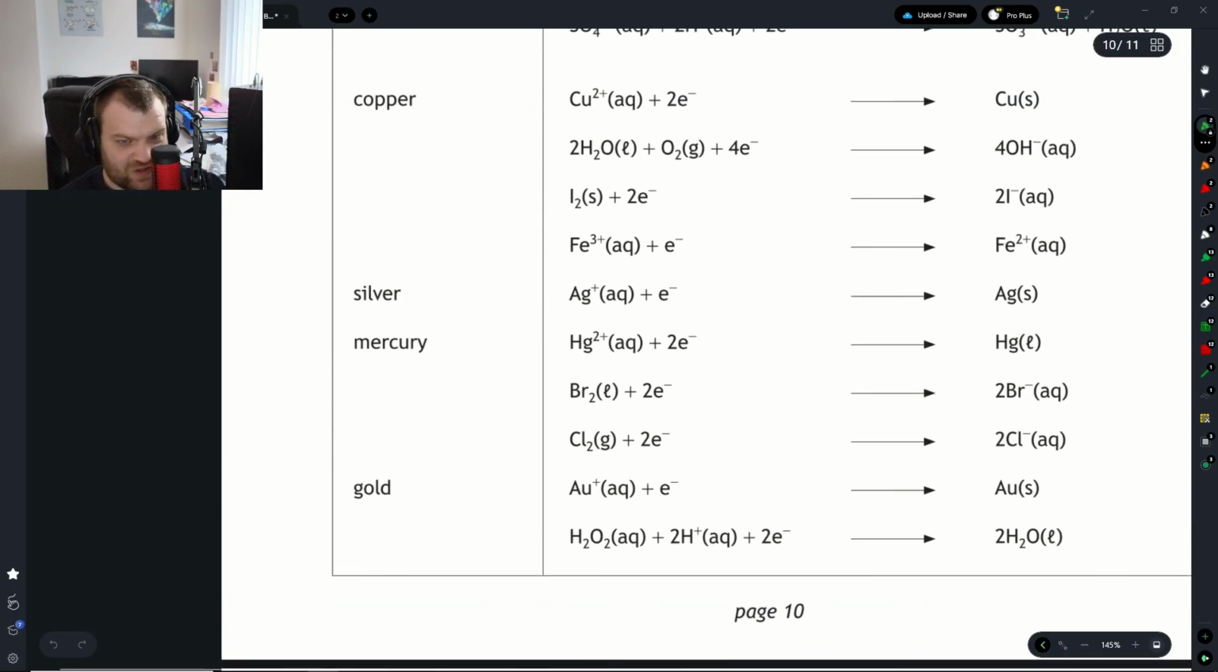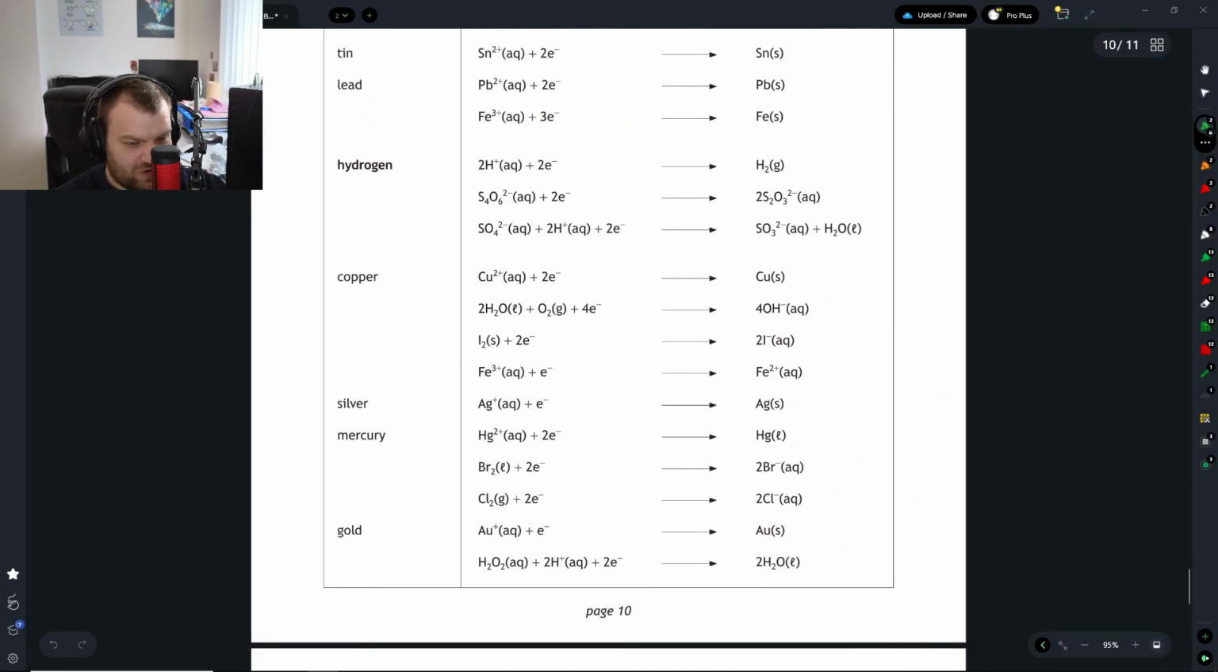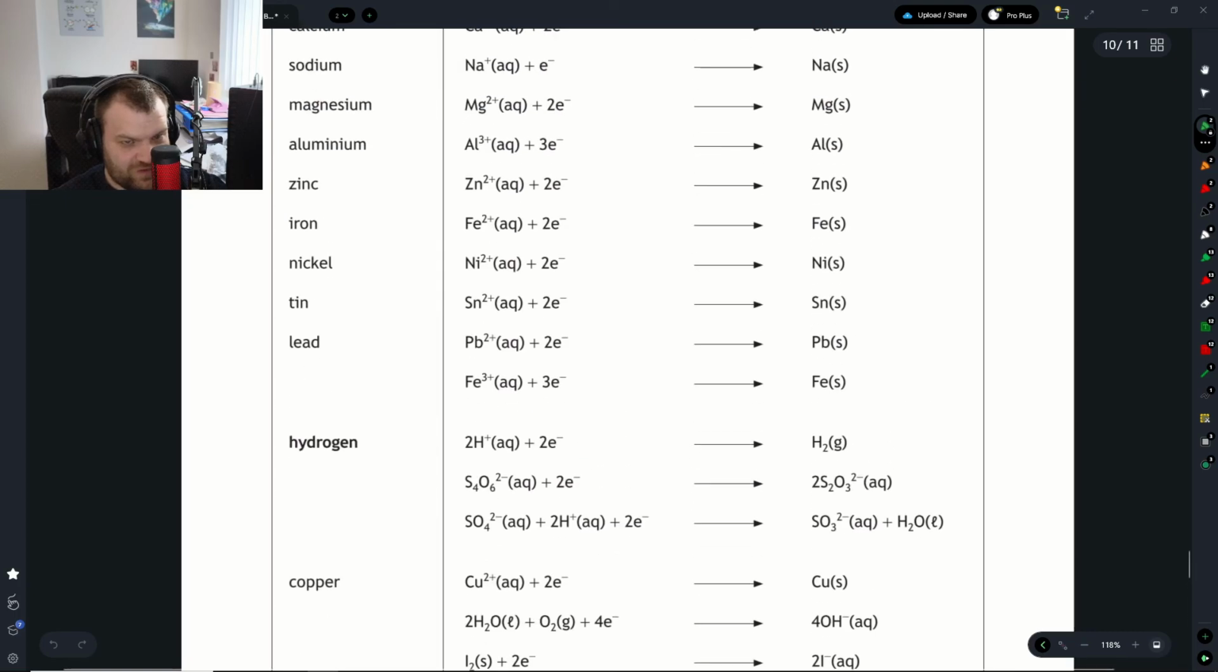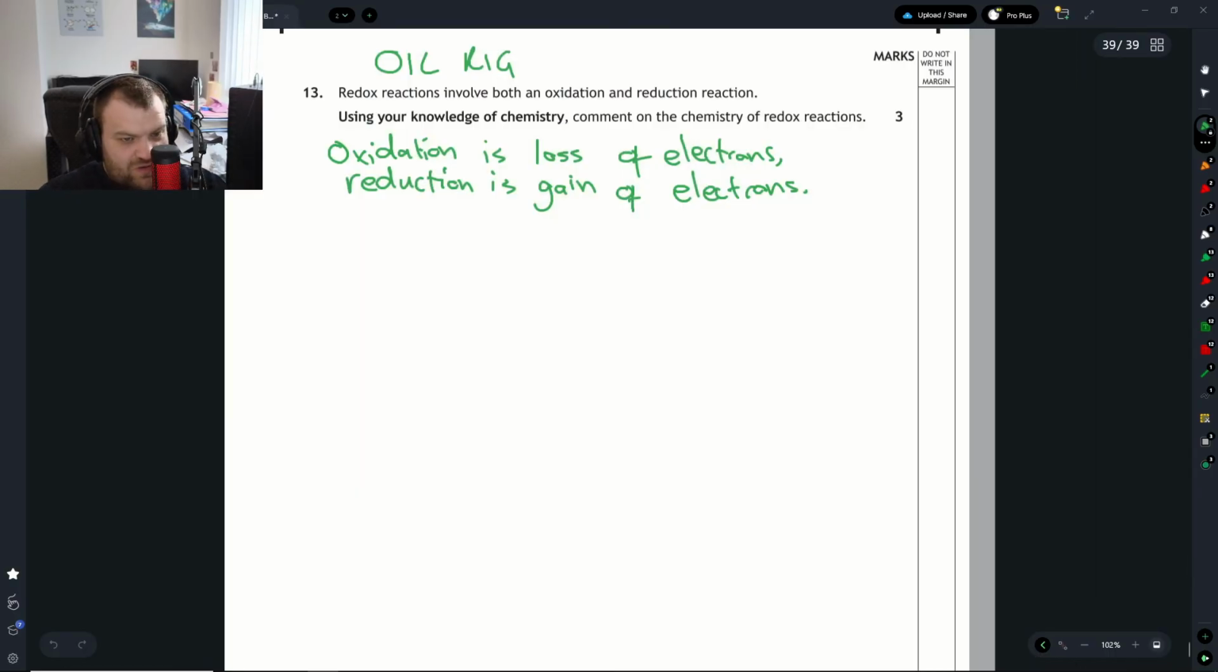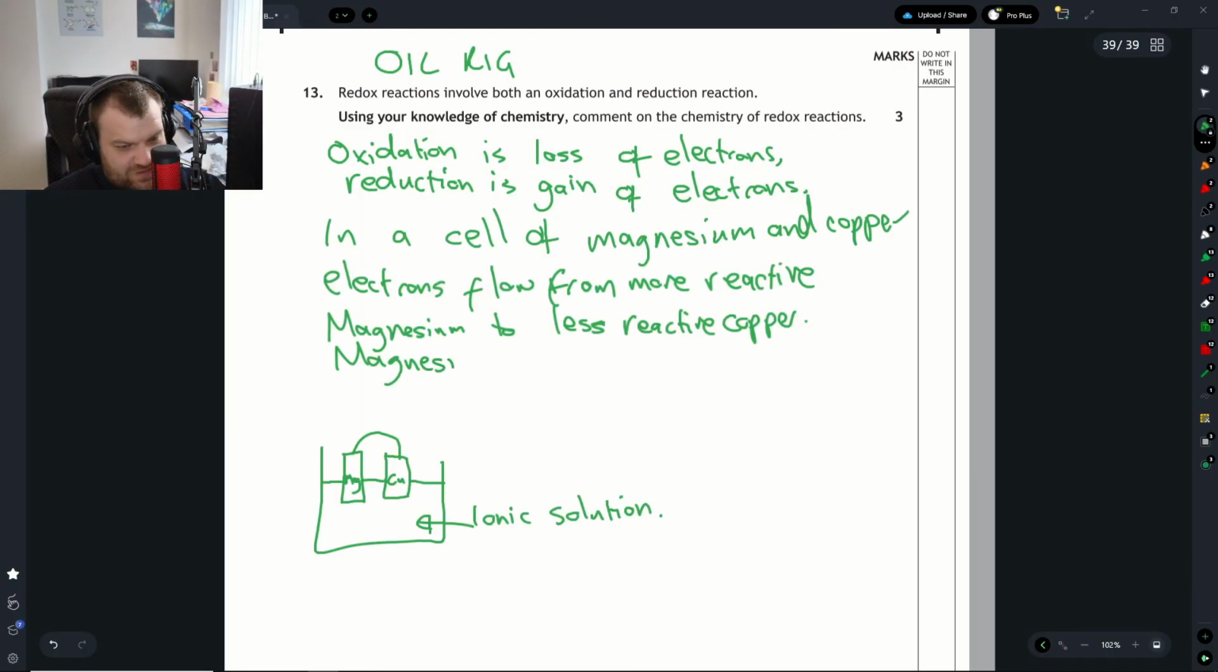Typically, something like copper and maybe magnesium are good ones. They're used fairly often. So we would copy them down. Electrons flow from high to low, which means that the higher, more reactive metal will lose electrons and be oxidized. Magnesium is oxidized, copper is reduced. Could draw an arrow to show the way the electrons are moving.